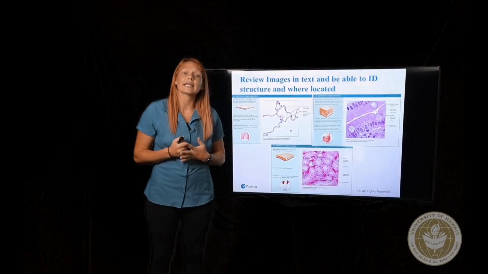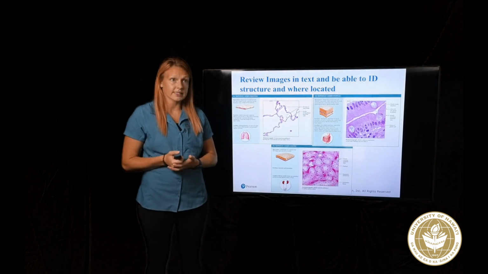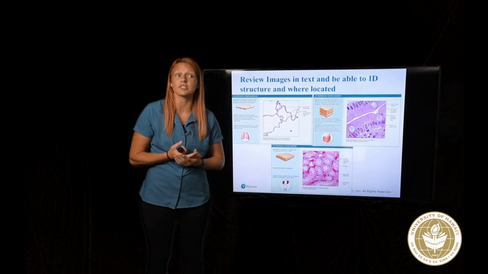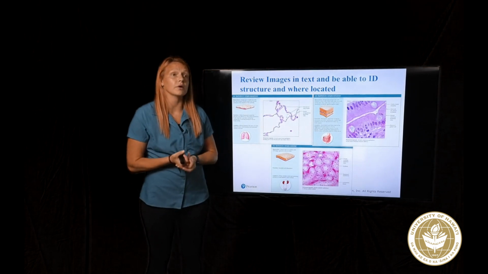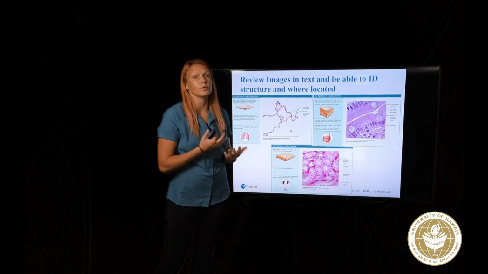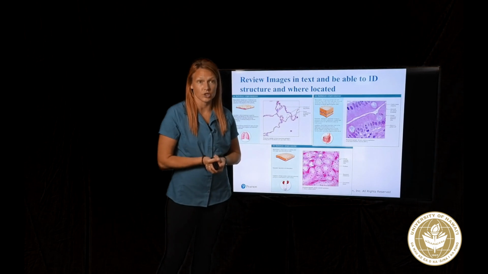So on this slide and the following slide, there are some figures from your e-text, and you should be able to review these images on the slide as well as in your text and be able to ID the structure and where they're located after you read through the e-text and after you complete that epithelial tissue assignment.